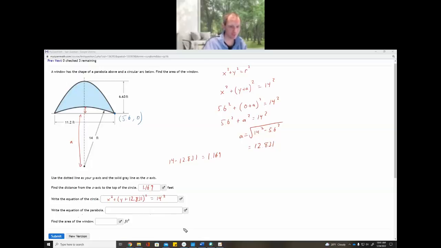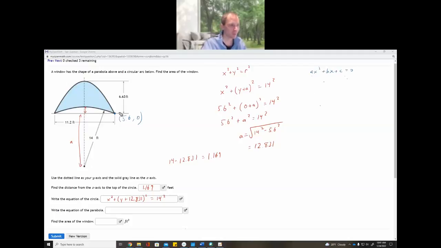Next, find the equation of the parabola. We want to do this as simply as possible. To find an equation of a parabola, I think the most common way we think of a parabola is as ax squared plus bx plus c equals 0, right? That's a basic parabola. That's going to be kind of hard to work with, though.